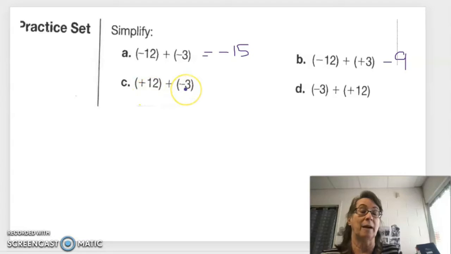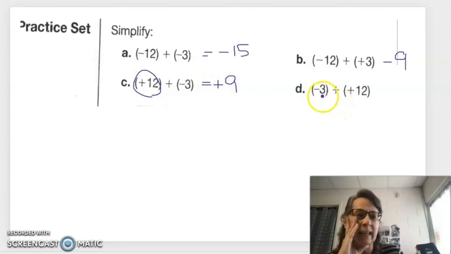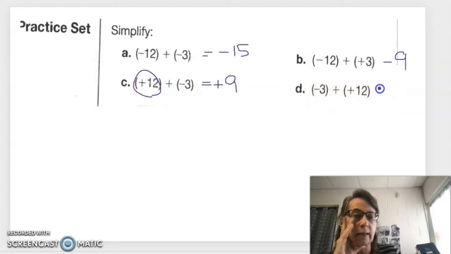12 and negative 3, opposite signs. We subtract. 12 minus 3 is 9. We take the sign of the greater absolute valued number, positive. It pulls it farther to the right. Negative 3 and a positive 12 is going to be positive 9. Notice that all they did between these is they switched the order.